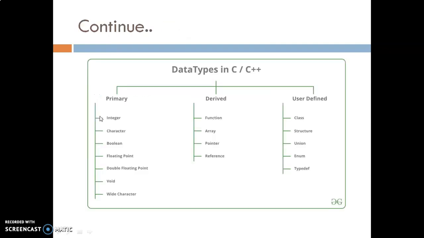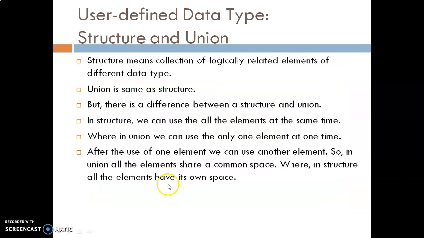Basic data types. Data types in C or C++ are divided into 3 categories: primary, derived as well as user defined. One by one we will see the examples from primary, derived as well as user defined. As I said, class is a user defined data type that you can see here also. It is one of the very important data types that we are going to add here in C++.